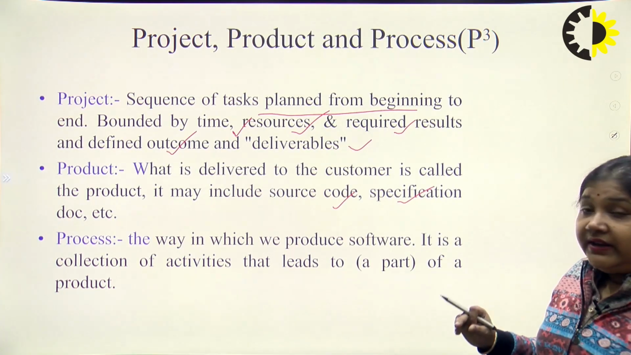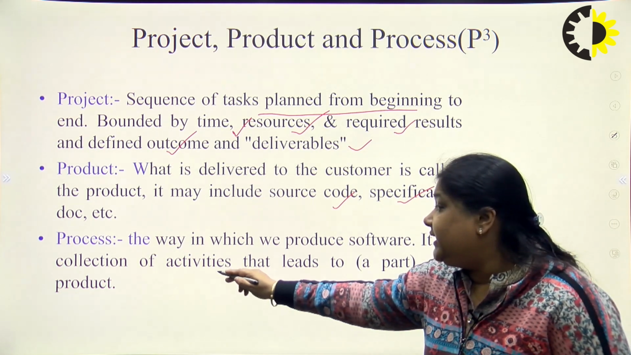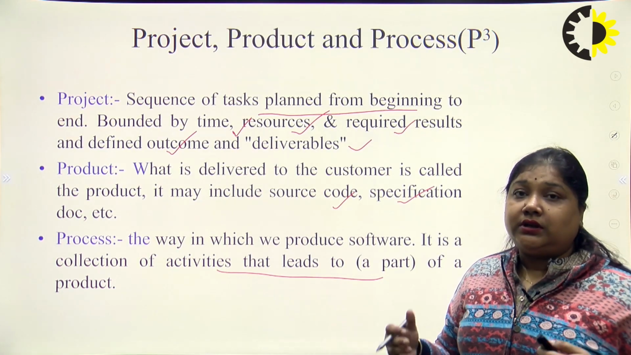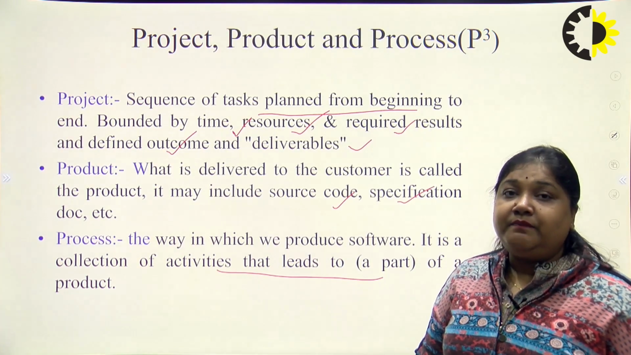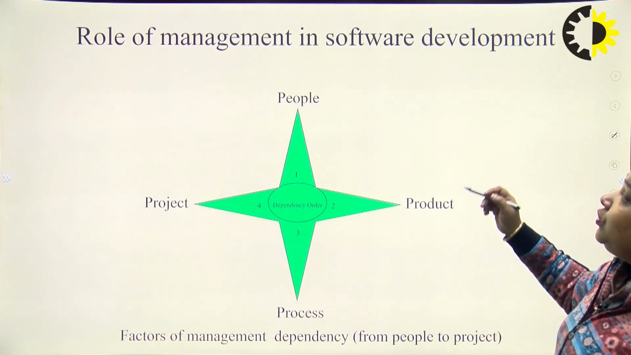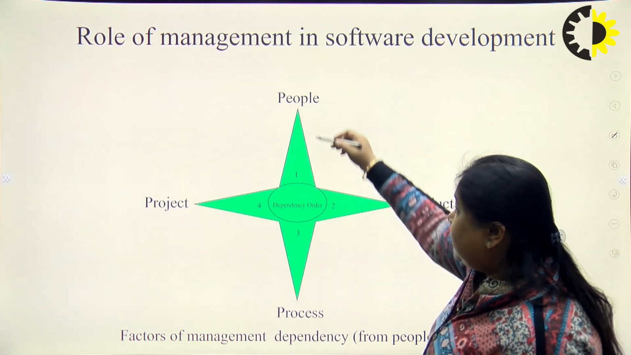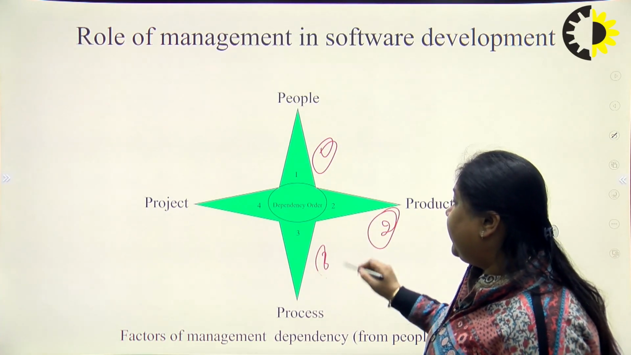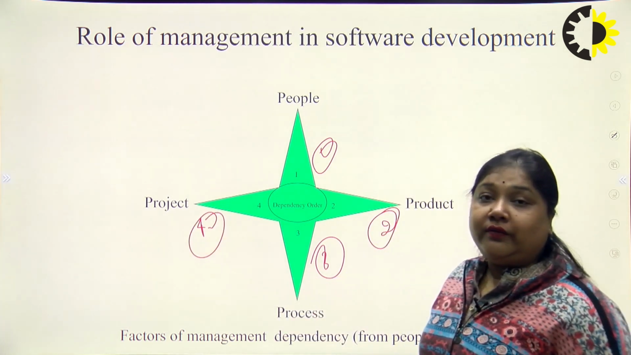And the process is the way in which we produce our software. It is a collection of activities that leads to a part of a product, that is, which SDLC model I have used, the process I have adopted to develop my software. This is called the process. So, the role of management in software development: the management dependency order is people, that is 1, product is 2, process is 3, and finally what is needed? Deliverable, that is project, the overall project.